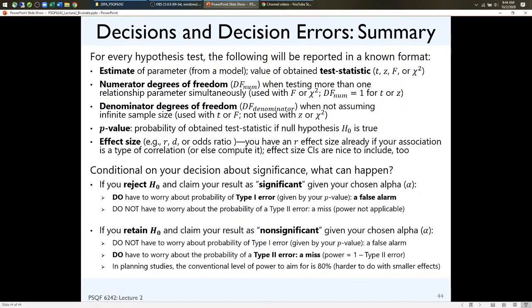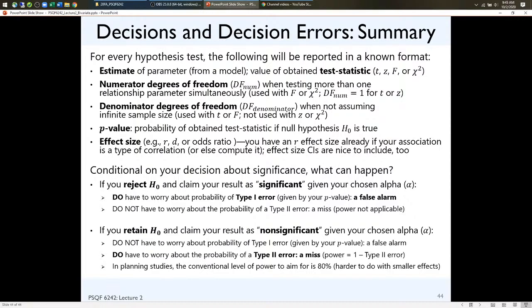If you retain H0, so if you do not reject, you say that the relationship is not different than zero, that it is well within expected sampling fluctuation if zero were true. If your p-value is greater than or equal to your alpha level, then you do have to worry about having made a type 2 error. You could have missed an effect that was truly there. So then questions of power are relevant.